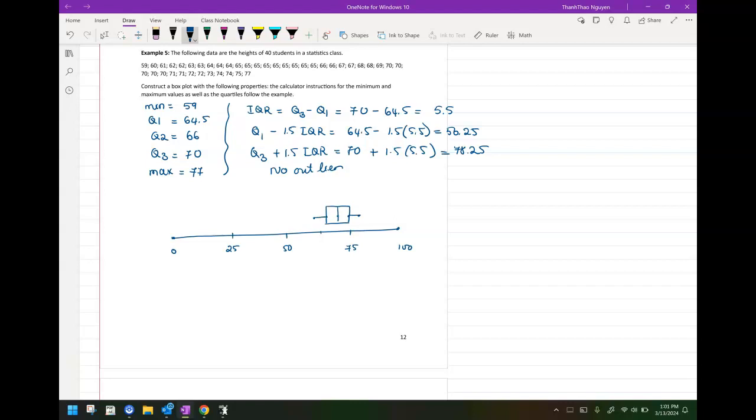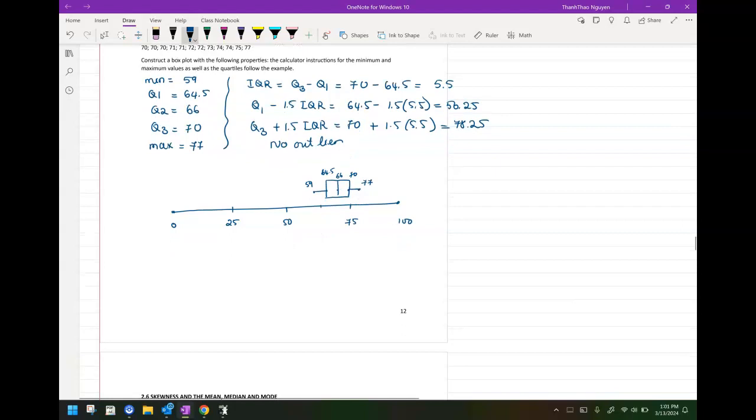So let's label these values. 64.5. So the minimum is 59, the maximum 77. Quartile 1 is 64.5, quartile 2 is 66, quartile 3 is 70. And so that's our box plot. And since we have no outliers, I won't sketch that.